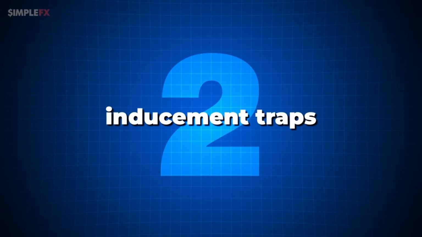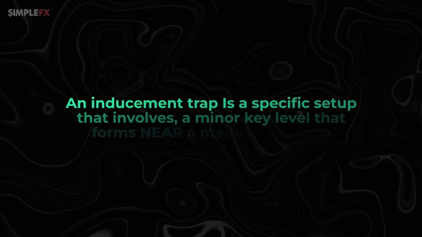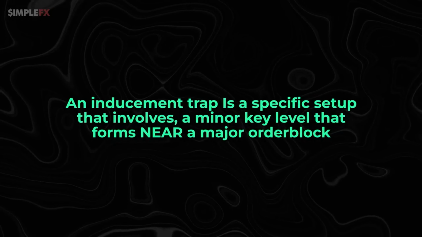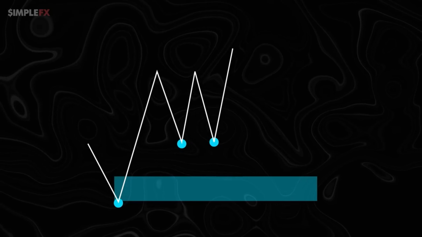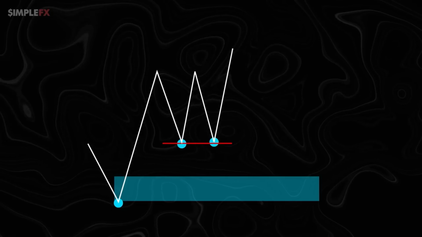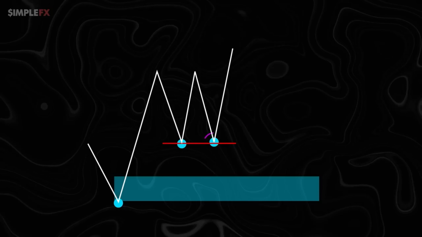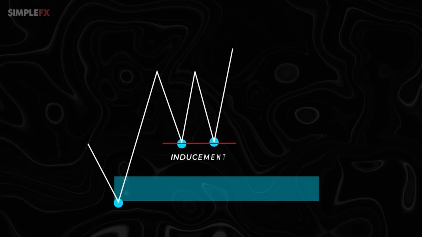Strategy No. 2, inducement traps. An inducement trap is a specific setup that involves a minor key level forming near a major order block. Take this example. We have a major order block forming below and a minor key level forming above it due to multiple rejections. This minor key level is also referred to as an inducement.